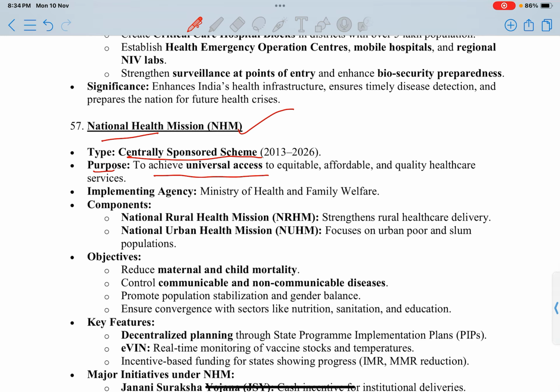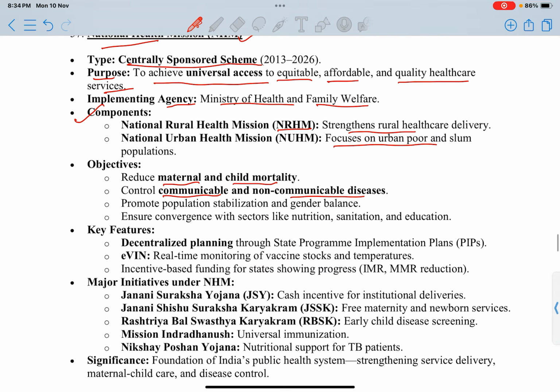Purpose: to achieve universal access to equitable, affordable, and quality healthcare services. Implementing agency: Ministry of Health and Family Welfare. Component: NRHM and NUHM. It focuses on the urban poor and on rural healthcare delivery. Objective: to reduce maternal and child mortality, control communicable and non-communicable diseases, and promote population stabilization and gender balance.